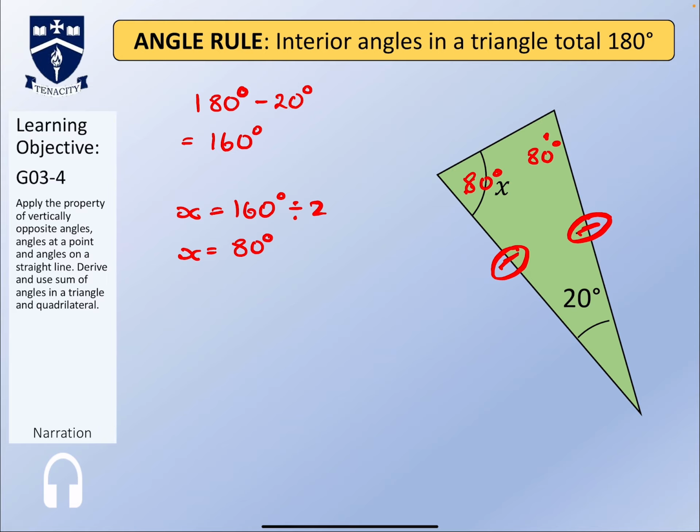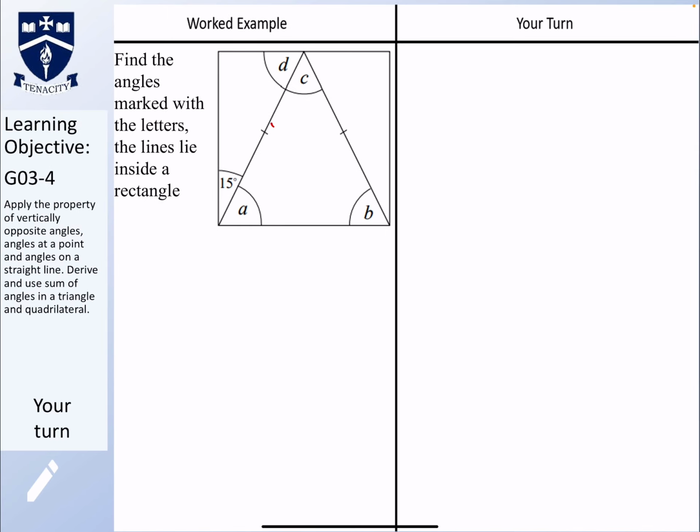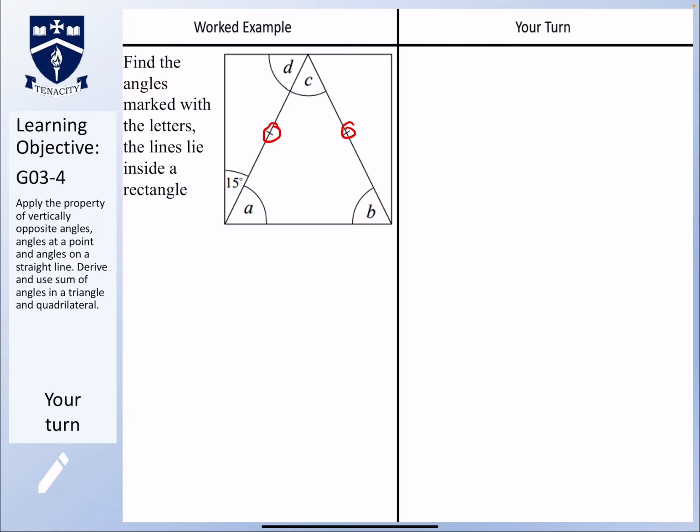All right, next one. When I look at this question, there are four angles for me to find. However, whenever you see a question like this, we've got to look at solving the problem, and there are a number of problems with this one. First, I can see there's an isosceles triangle in this question. Also, it tells me that there is a rectangle.